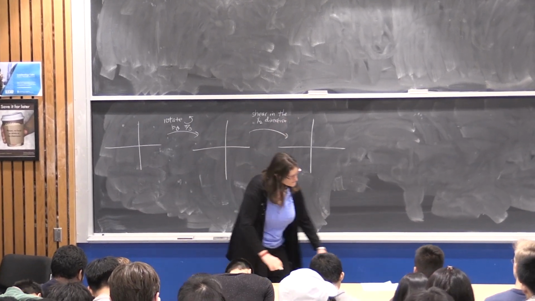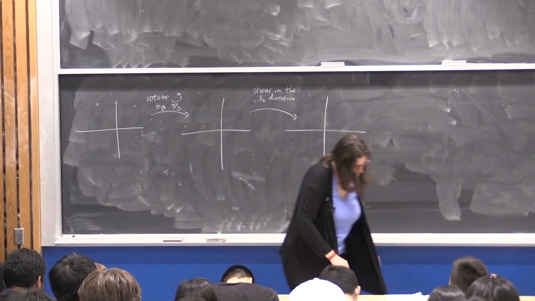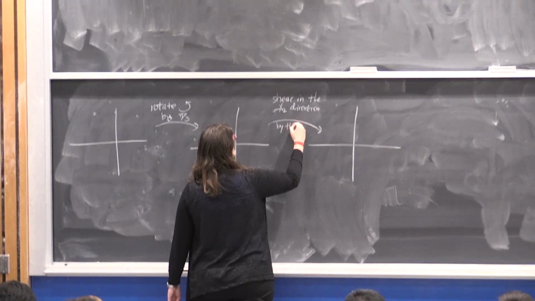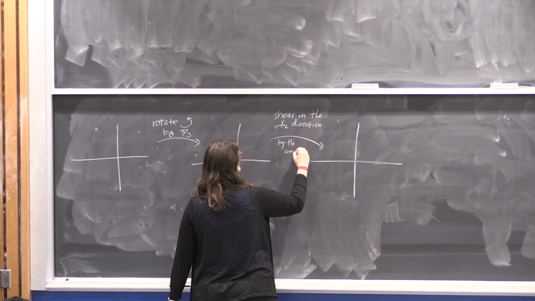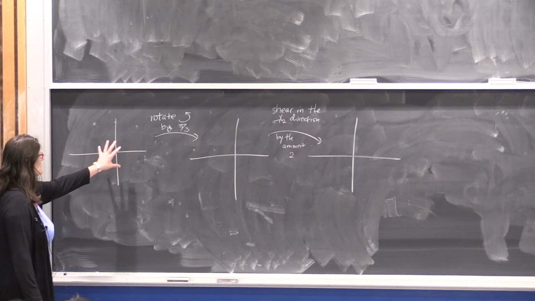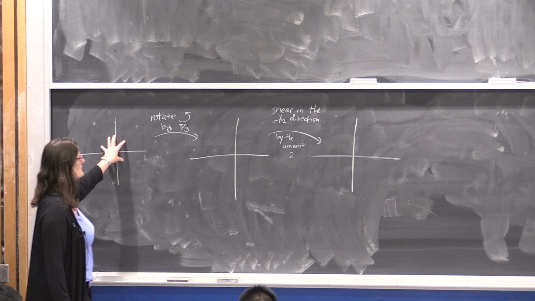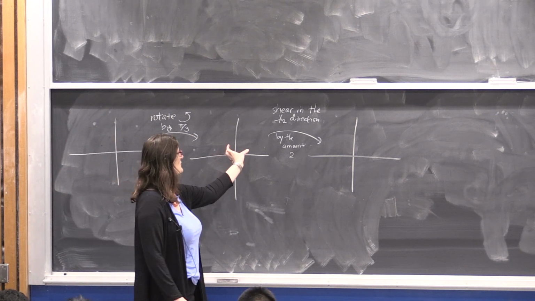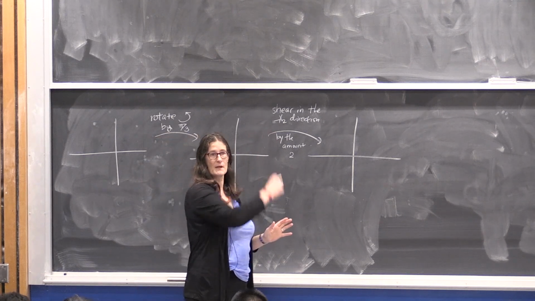And I want to get the language quite right. In the direction minus x2 by the amount 2. So whatever we have here, first we're going to rotate it counterclockwise by pi over 3. And then, once we've rotated it, we're going to shear it.